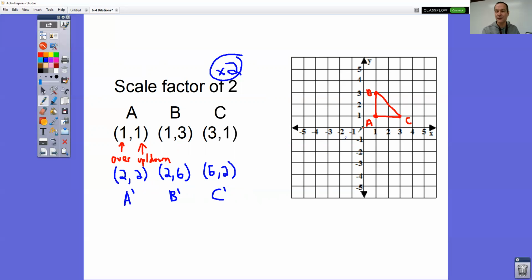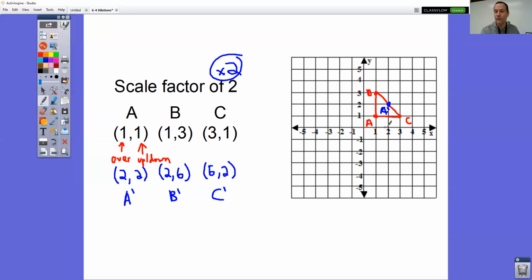So now we want to graph these points. (2, 2), over to 2, up to 2. Now, this one happens to be on this line of the triangle. Sometimes your two pictures that you're going to graph will touch. Sometimes they won't touch. Sometimes they'll overlap. All right. It all depends on the individual question. So this is A prime.